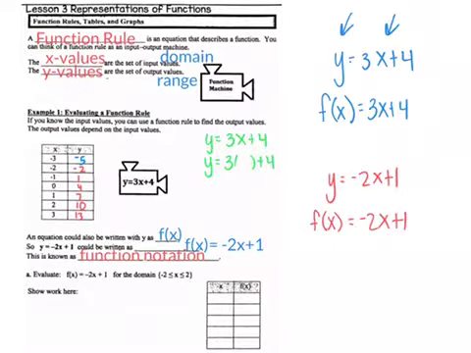The last part here says to evaluate f of x equals negative 2x plus 1 for the domain negative 2 is less than or equal to x, which is less than or equal to 2. Basically for this, just to get our table started, domain are all of our x values. So basically we're talking about numbers that go in this column right here on the table.